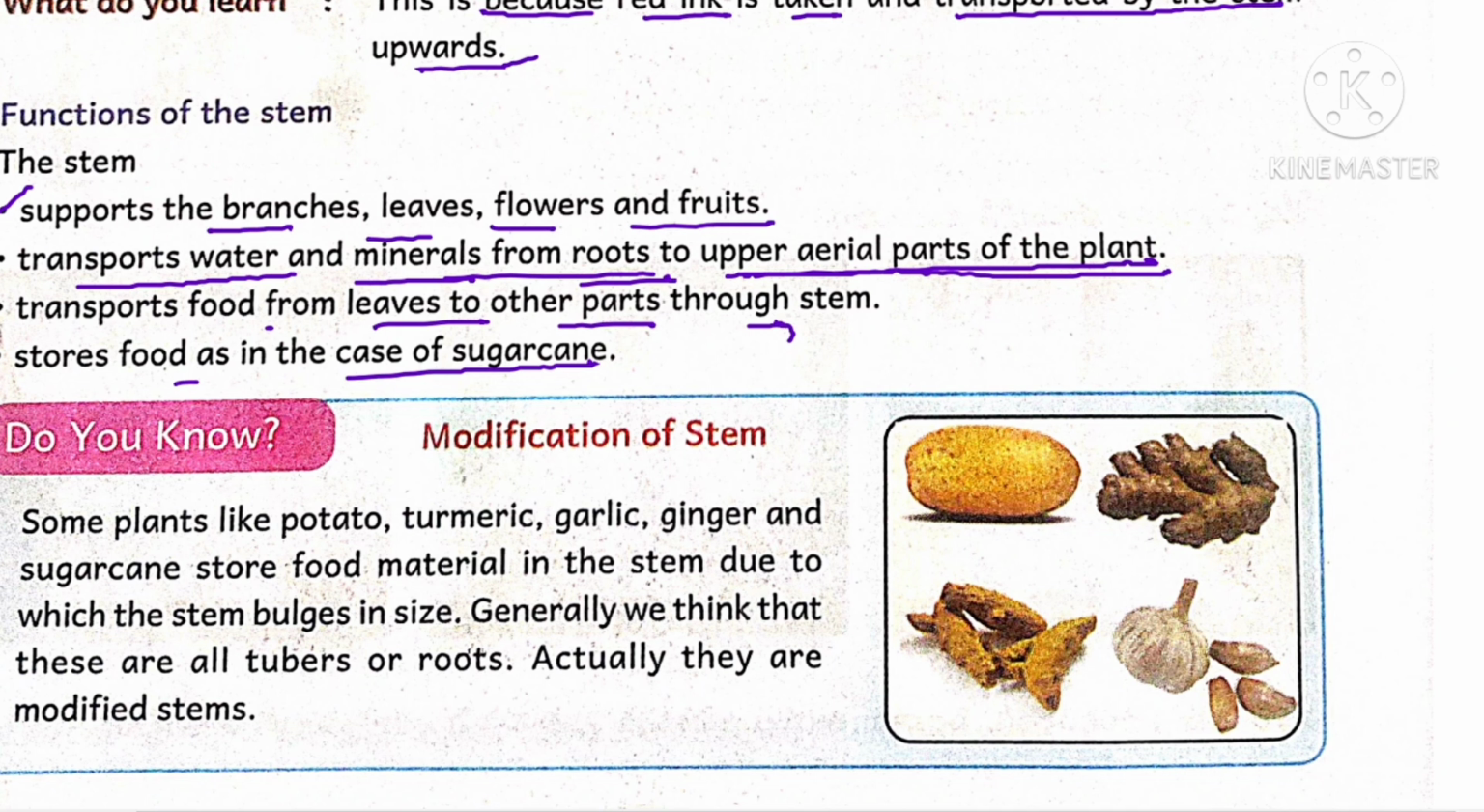The stem, because the stem part stores the food. Some modifications of the stem: the main function of the stem is to support the branches, leaves, flowers and fruits, and it transports water and minerals from the roots to the upper parts, and also transports food from the leaves to other parts of the plant. But sometimes the stem performs a special function, that is, it can store the food.